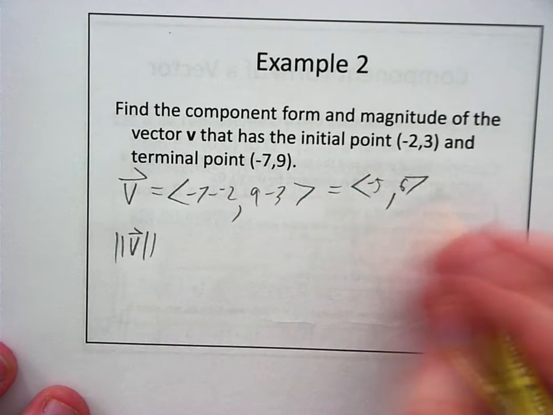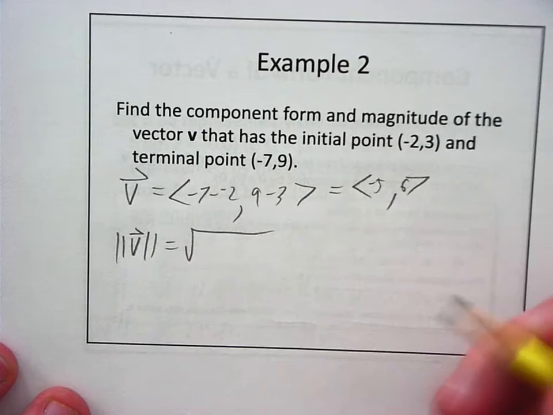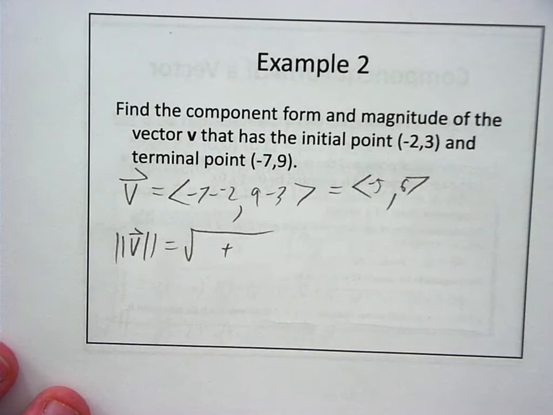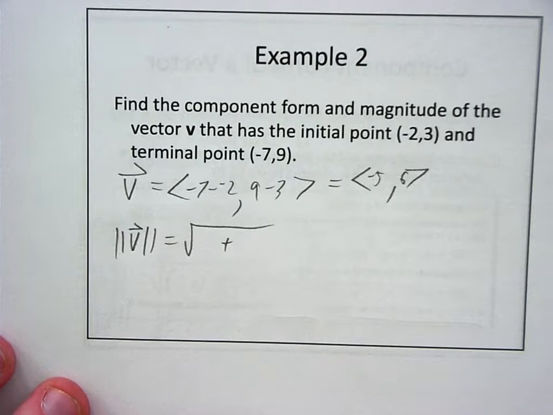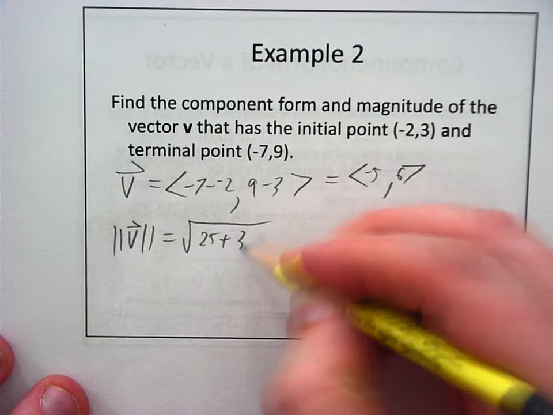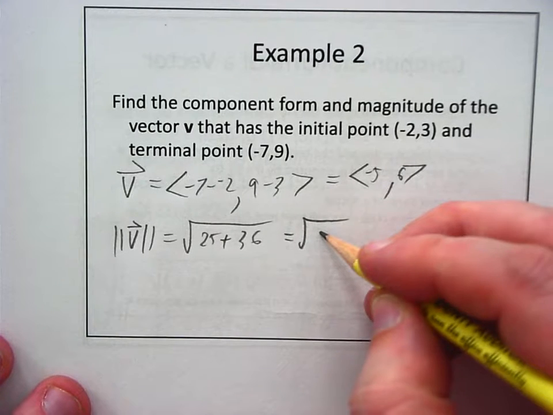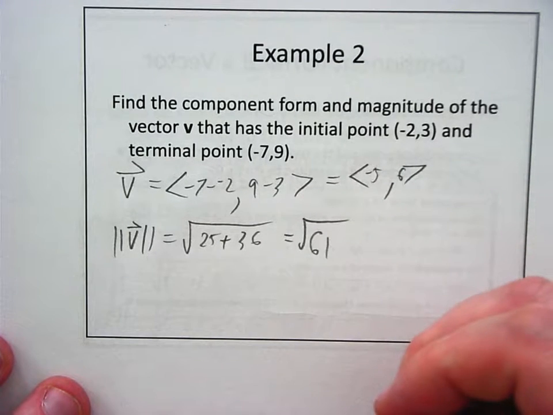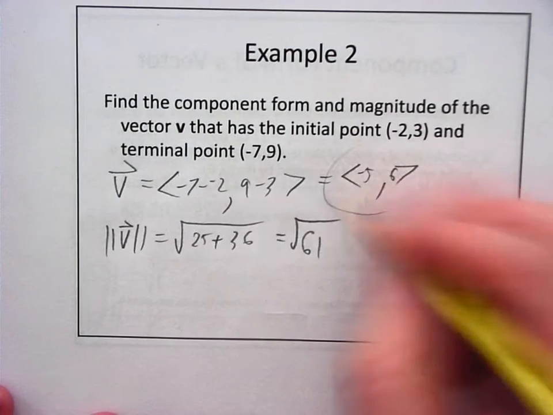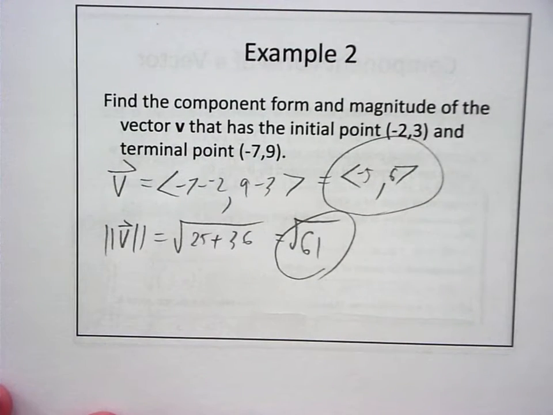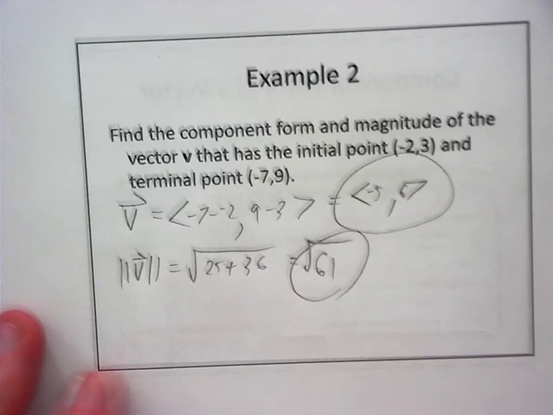Then if I want the magnitude of that vector, I'm just going to square both of those, add them up, and square root them. So I end up with the square root of what plus what? 25 plus 36. There you go. Which gives you a square root of 61. Okay. And can I simplify square root of 61? No. So there's your component form. There's your magnitude. The arithmetic today is not too bad. It's just keeping track of all the terminology.